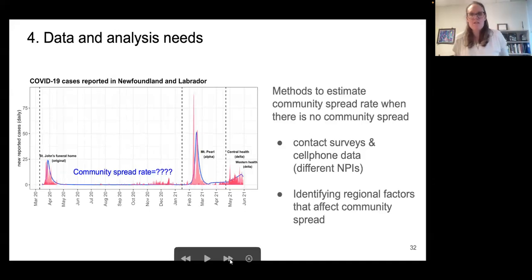We need methods to estimate community spread rates when there is no community spread. So when you don't have any infected individuals in the community, you can have a high contact rate, and if infection gets in, then it will take off very quickly. But how do you estimate that contact rate when there aren't any infected individuals in the community? So we need to come up with methods to do that, to support regions that don't have any community cases, because that's a data source to estimate that parameter that is missing. This could be estimated from contact surveys or cell phone data. And we also could possibly try to make inferences from regions where there is community spread if we had a good understanding of regional factors that affect community spread.